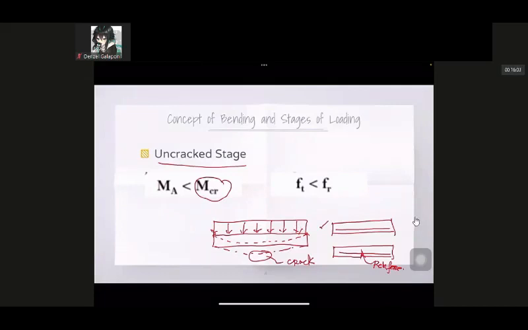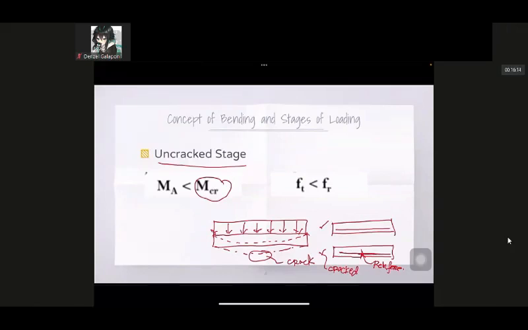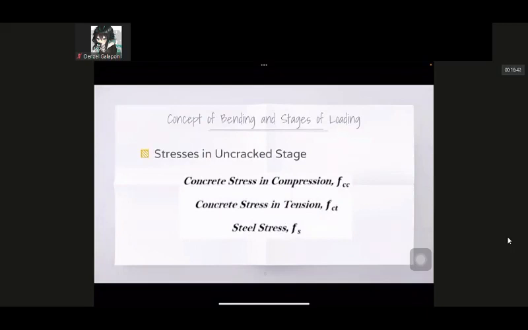And at this stage, kung saan magka-crack na yung tension side mo, ito naman yung ating cracked stage, wherein ang humahawak na lang dun sa tension side ng beam is itong bakal. Ito na lang ang humahawak dun sa tension side, kasi wala nang humahawak, nag-crack na yun sa bandang baba, yung bottom fiber ng beam natin. So if the case is uncracked stage, ibig sabihin, kaya pang humawak ng concrete ng tension side. So we have three stresses in your uncracked stage.